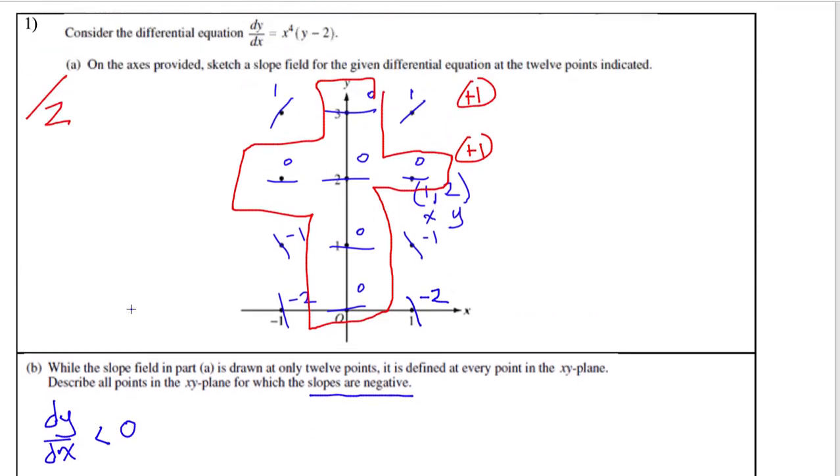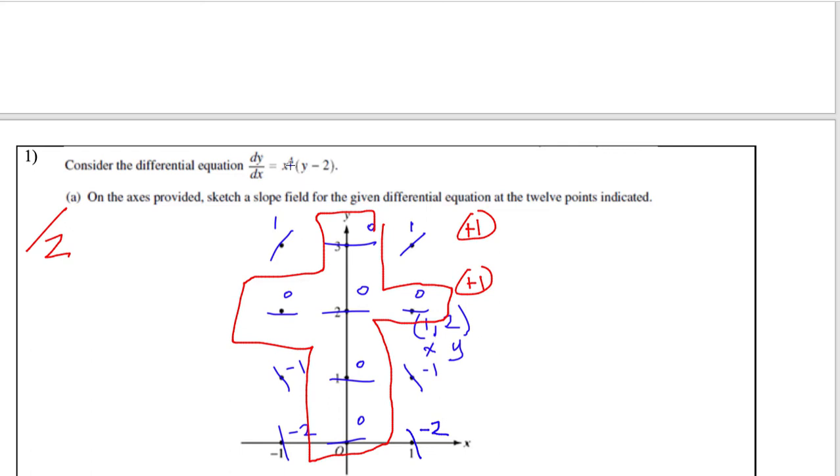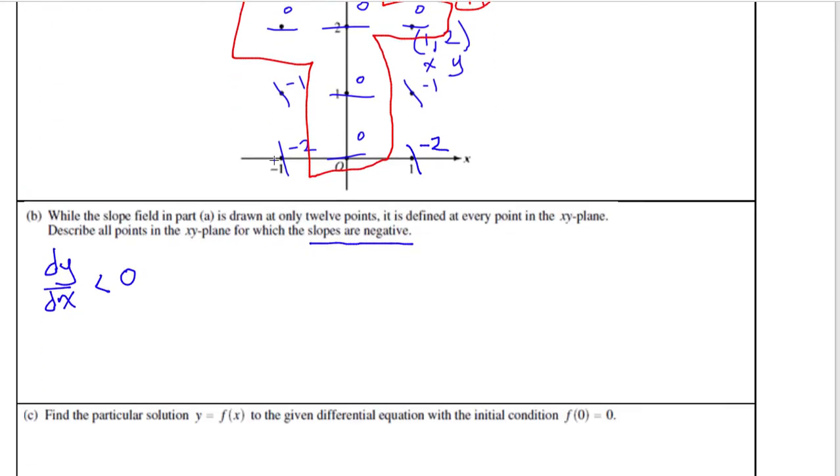Well, hey, we know what dy dx is. Dy dx is x to the power of 4 times the quantity of y minus 2. So we can now say x to the power of 4 times the quantity of y minus 2 has to be less than 0. And of course, there's the graphical way of doing this, which is really fast. Let me do it the algebraic way first, though. And now I'm saying, okay, how can I make this less than 0? How can I make this negative?